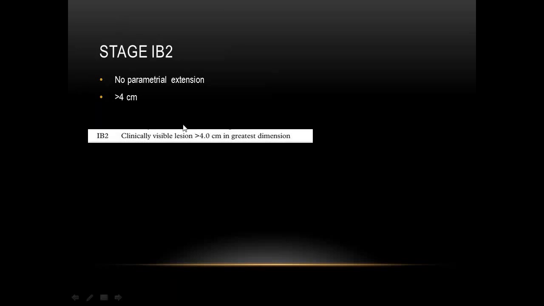So 1B2, I really couldn't find an example. Usually if it's greater than 4 centimeters, it's in the vagina or there's parametrial extension. I couldn't find any in our database. But you could imagine if the tumor is so big and growing into the endocervical canal, it could possibly be without parametrial or vaginal extension.